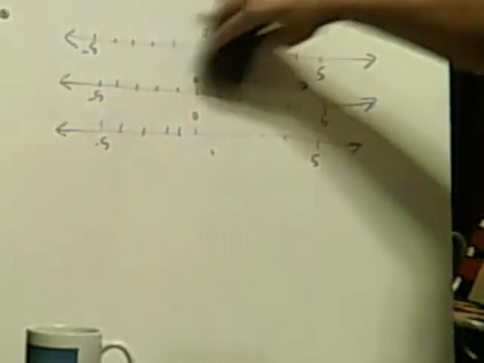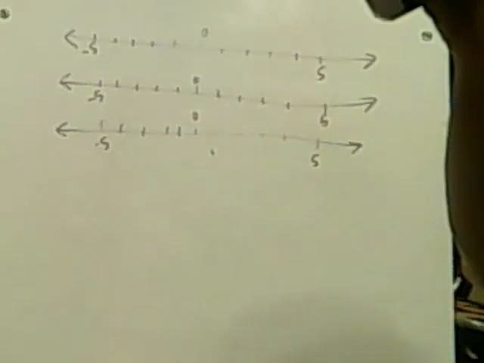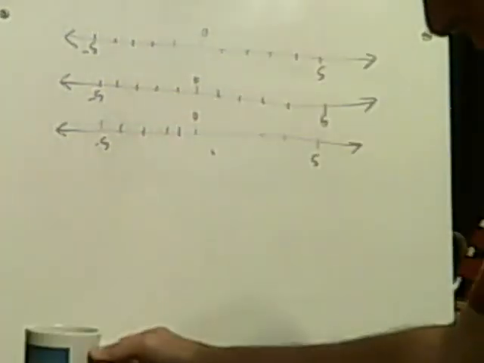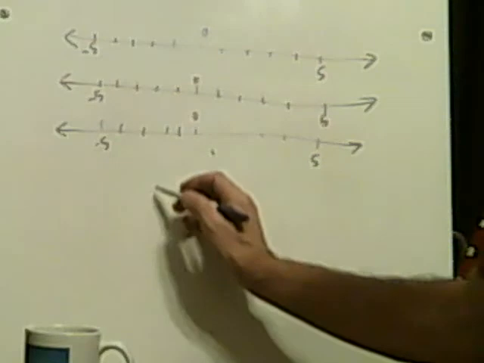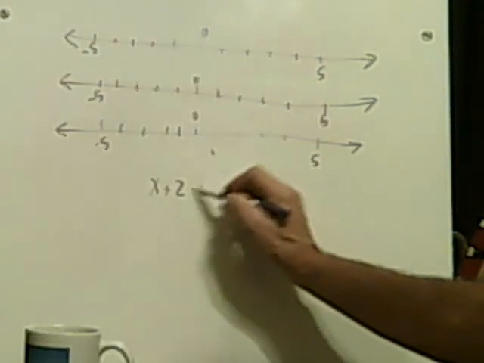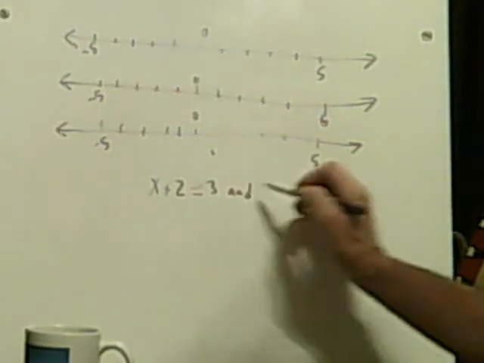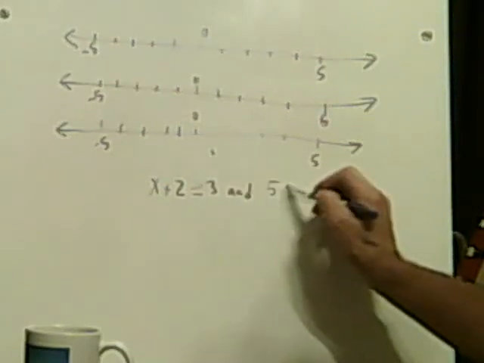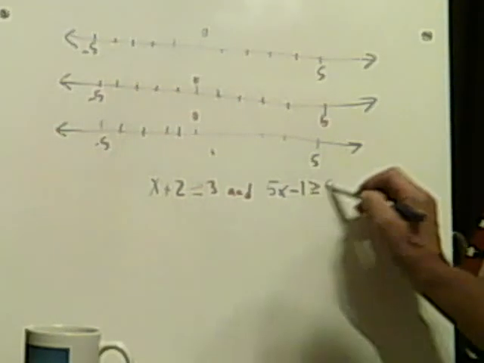Now, number 20, write the solutions in interval notations. Let's see how that comes out here. x plus 2 greater than or equal to 3 and 5x minus 1 greater than or equal to 9.